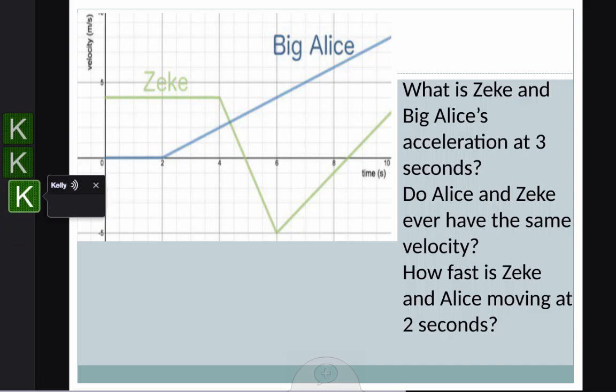3. To find how fast they are moving, you just look at the y value of the graph. So at 3 seconds, Zeke is moving at 4 meters per second and Alice is moving at 1 meter per second.